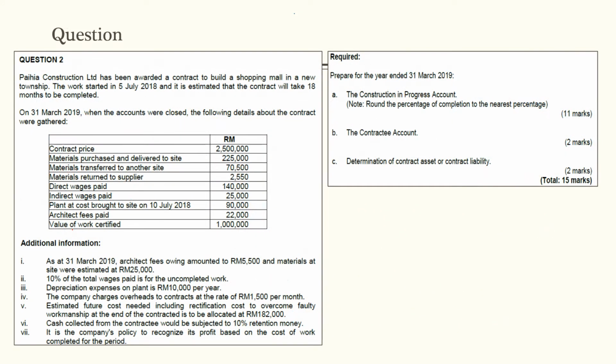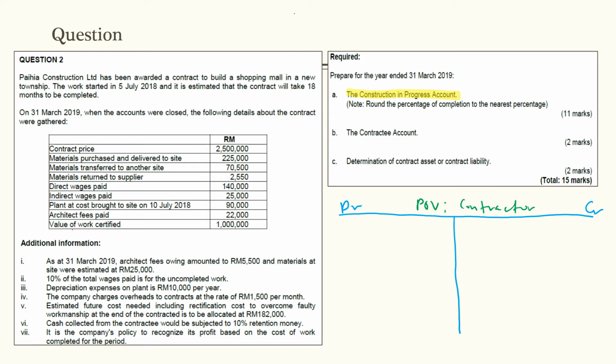Okay, let us prepare the next requirement, that is the construction in progress account. The first requirement is to prepare the construction in progress account. Recall the format. The account is to be prepared in the form of a T account, where we will have the debit side and the credit side. Another important thing that we need to know is that this contract account is to be prepared from the point of view of the contractor. Therefore, this account will appear in the books of the contractor.